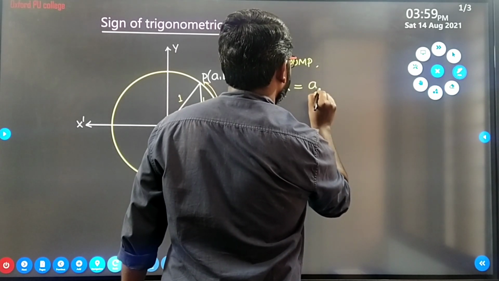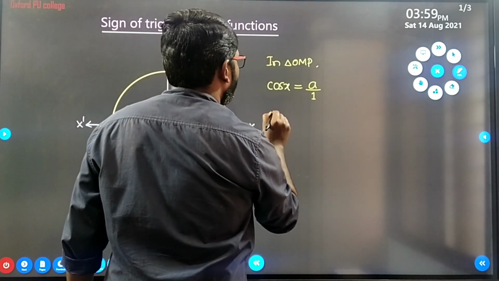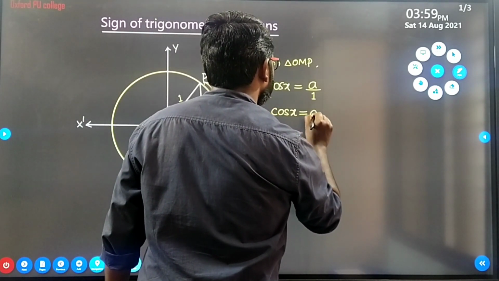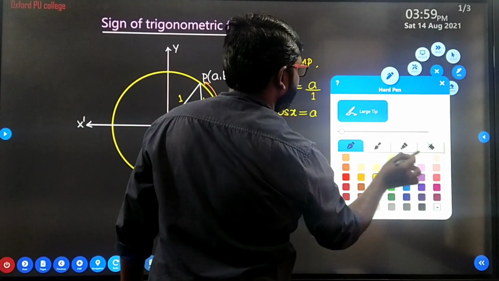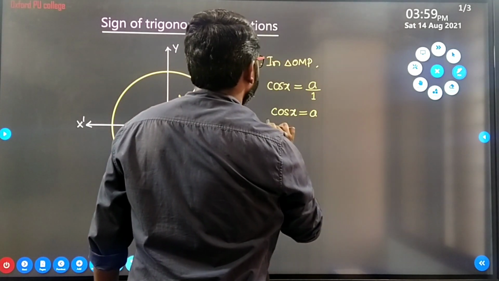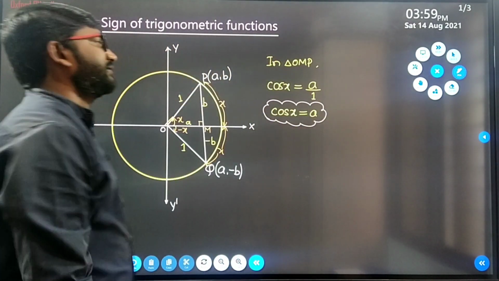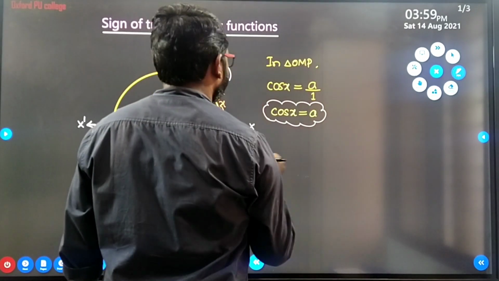So it is A divided by 1. Then this is nothing but cos x, which is equal to A. Now get the value of sin x. So this is the cos x value. Now get the value of sin x from the triangle OMP.